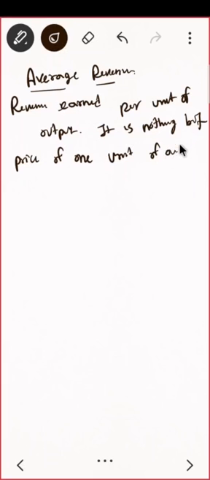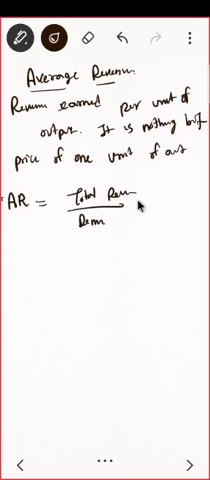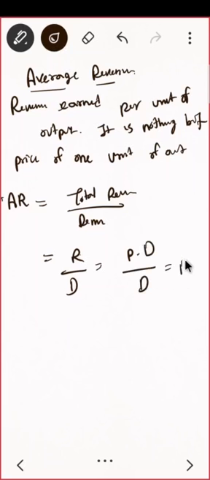You'll see that. See, average revenue, AR, is equal to total revenue upon demand. Correct? So total revenue is R upon D, but you already know the formula for R, that is P into D upon D. So that is your price, which I already told you. It is just the price of 1 unit. So average revenue is the same as your price of 1 unit.